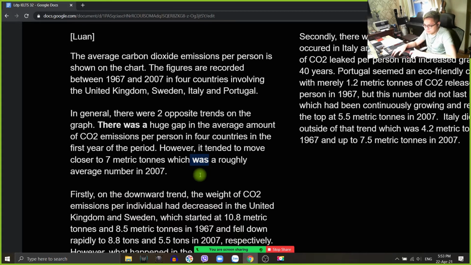Past tense. Which was a roughly average number. Well, which was roughly average number. It doesn't sound very good. It doesn't sound very natural. Nói như vậy nó không có tự nhiên cho lắm. Con số xấp xỉ trung bình.